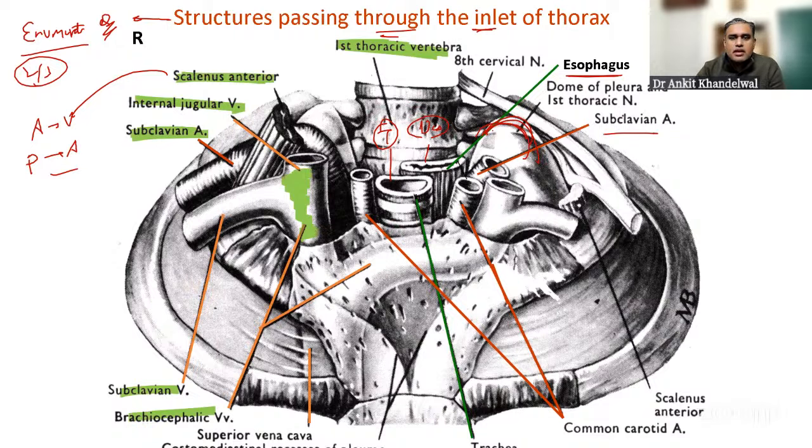Just focus on the labelings. 5, 10, 6, 7 labelings. Yeah, good to go. So again, we have seen the veins over here, and these are obviously on the sides of trachea. You can make both of these common carotid arteries on the sides of trachea.